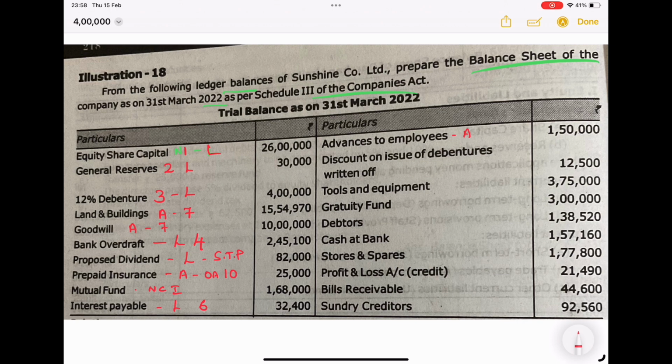Discount on issue of debentures. See, these discounts we are going to show in the reserves and surplus. They have given debentures written off, isn't it? So directly we are going to write it there.